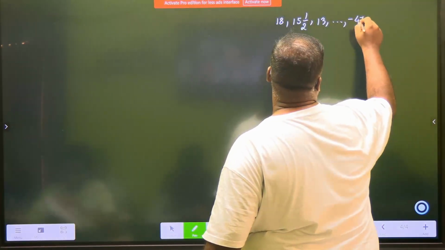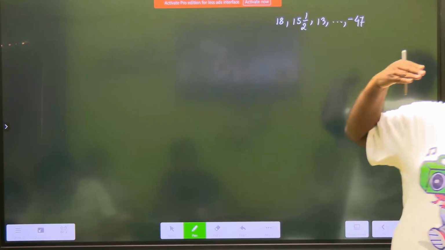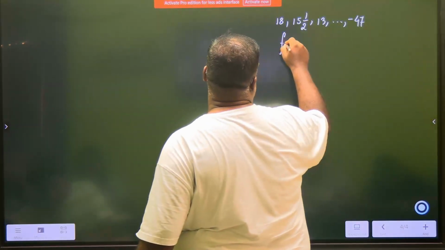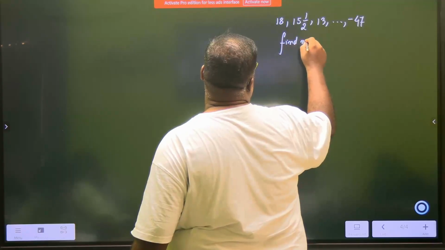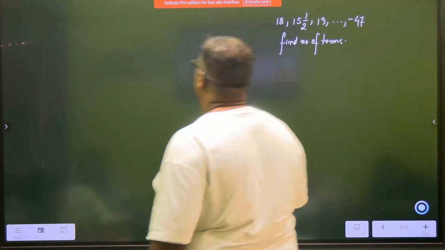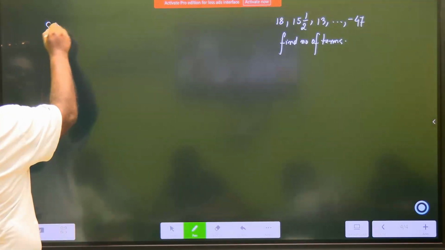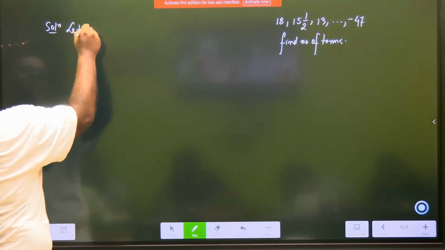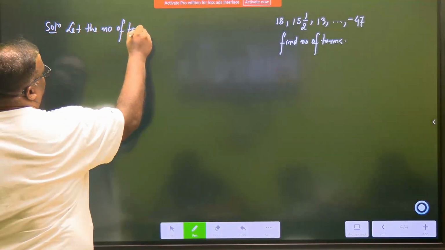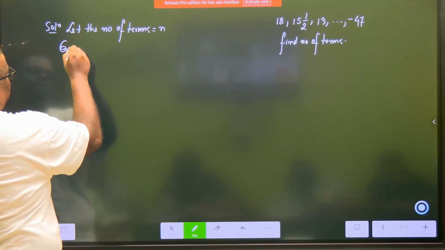This is a reducing AP. It's like a train. Either you can see from the engine to the guard's bogie or from the guard's bogie to the engine. You need to find the number of terms. So let's do it step by step. We'll first say, let the number of terms be equal to n. Let us see what is given to us.